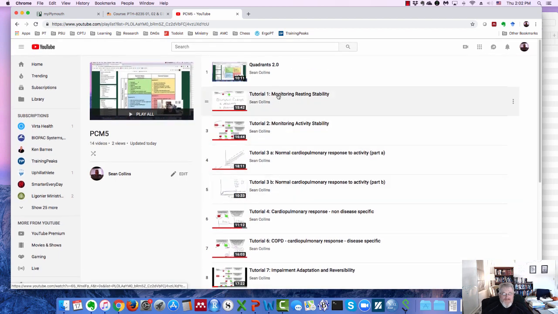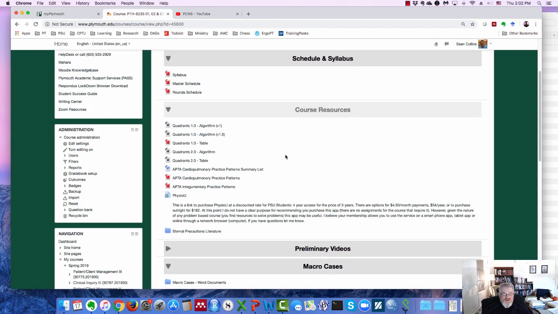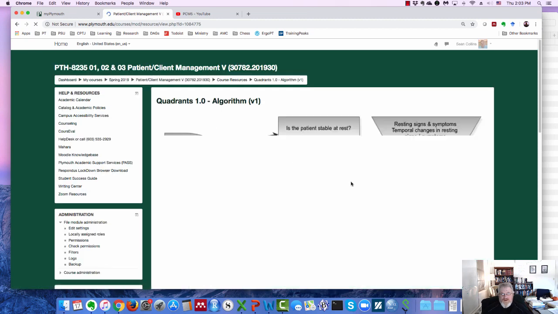And they will go over quadrant 1, and then after you watch those, or maybe even before, just to give you a preview of how things are going to be potentially different, you could watch quadrants 2. But let me just show you here in the Moodle page under course resources, I've got quadrants 1, 2 versions of the algorithm for some reason, and then the table. So let me show you version 1 of the algorithm.